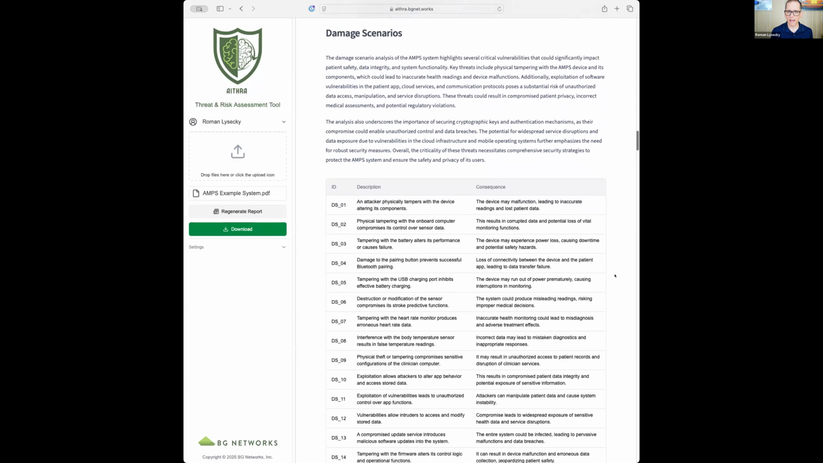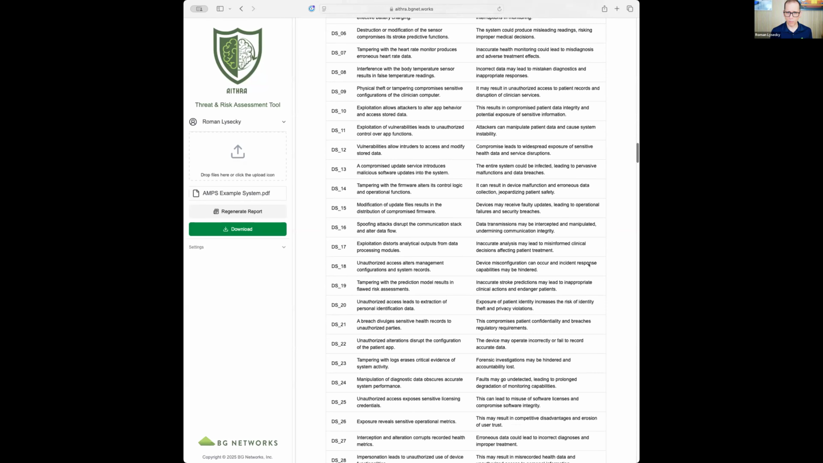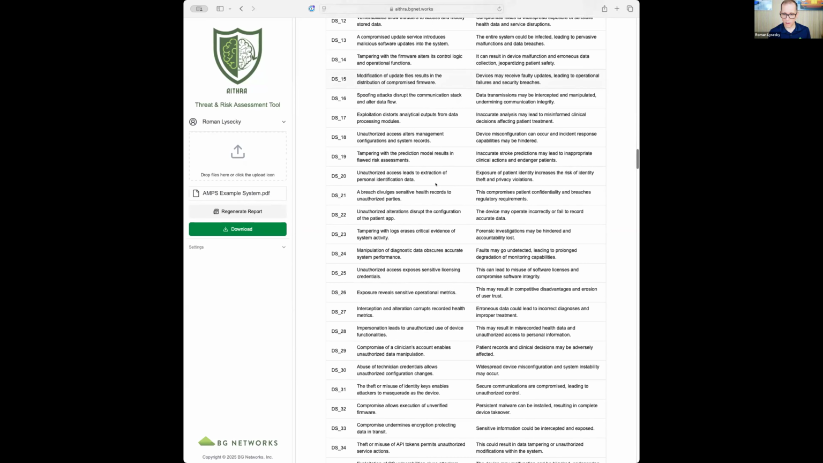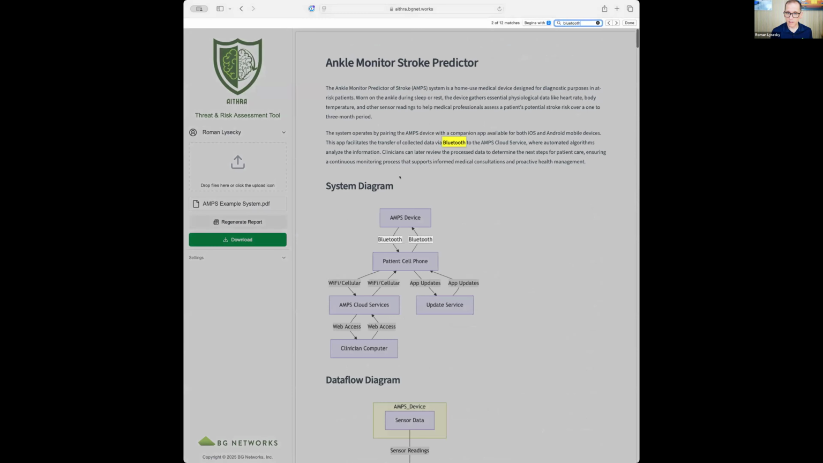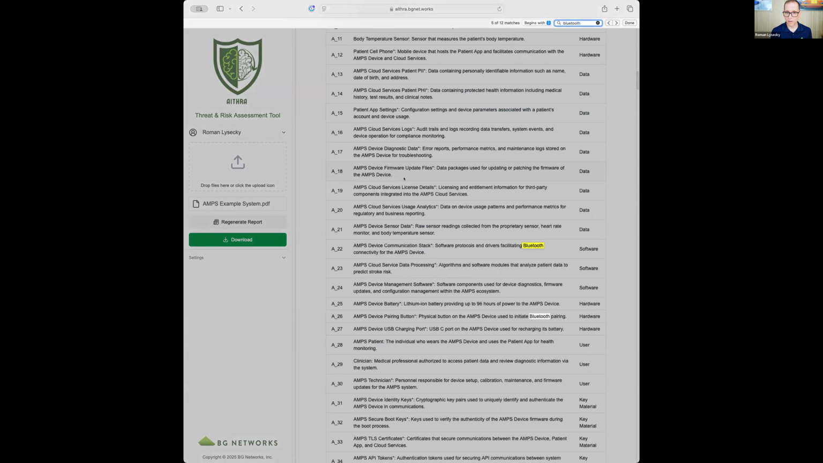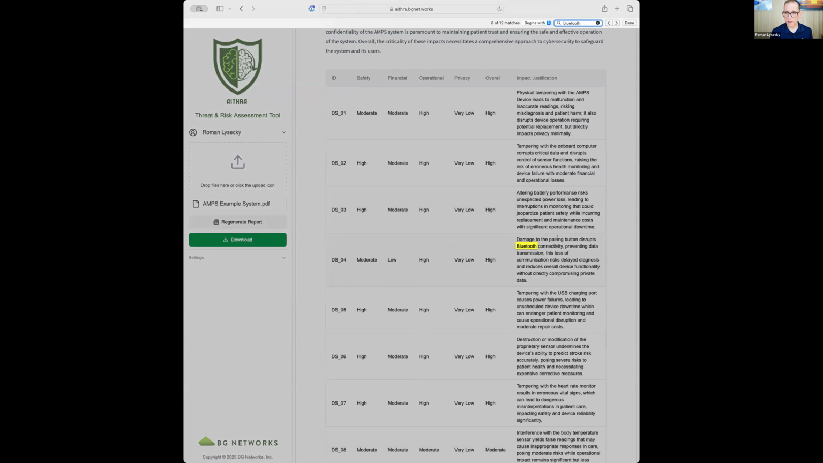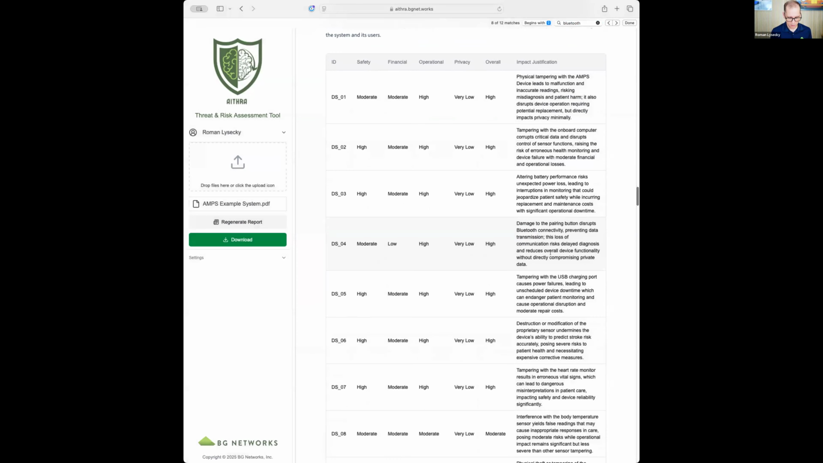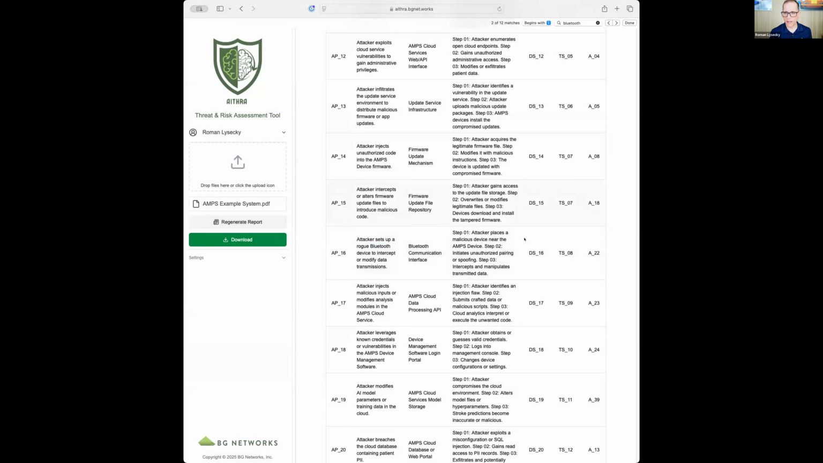We have the damage scenarios. One of these damage scenarios will be related to the Bluetooth stack as well. Trying to scroll through and quickly look for that. I guess I could just search for Bluetooth so we can see that example. That might be faster. Okay, so we have, no, not the one. Okay, we've jumped ahead here.